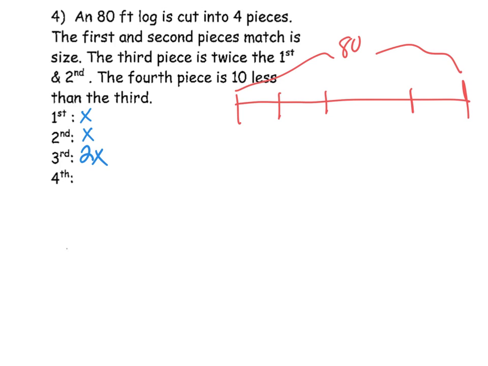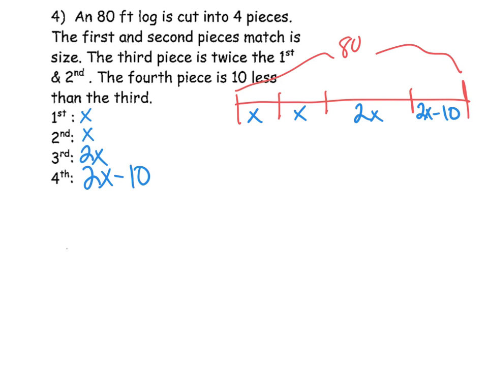The fourth piece is 10 less than the third. How do I do 10 less than the third? What's the third piece? 2x minus 10. Okay. Label it. X. X. 2x. 2x, take away 10.